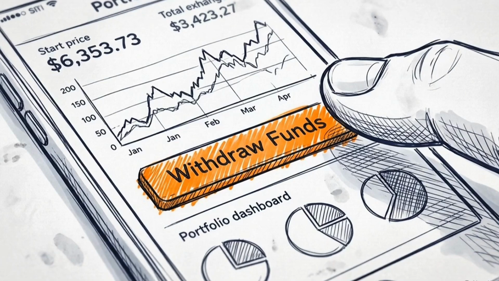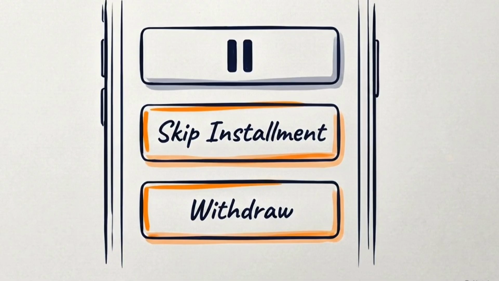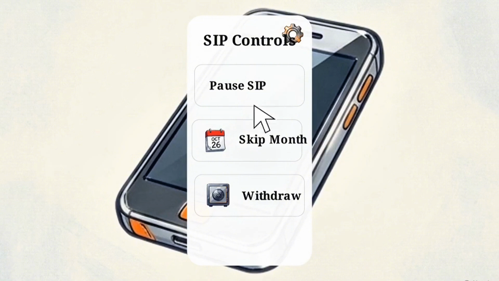Now, if you are worried about your money being locked away where you can't reach it, let's look at the SIP control panel. This menu shows you exactly how much access you have. You can pause your investment indefinitely, skip a single month if cash is tight, or tap Withdraw to pull your money out entirely during an emergency. Even though your investments are automated, you retain 100% control over your liquidity at all times.